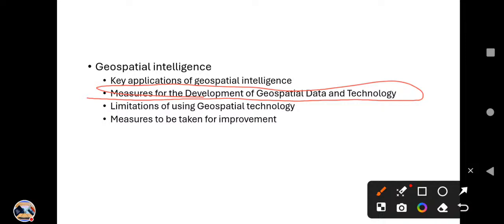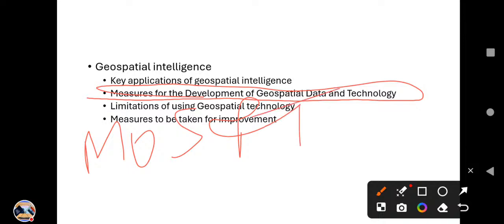Various measures include the guidelines for geospatial data 2021, which was released by the Ministry of Science and Technology in 2021. Okay, and it deregulated and liberalized the geospatial sector in India, making it more competitive.